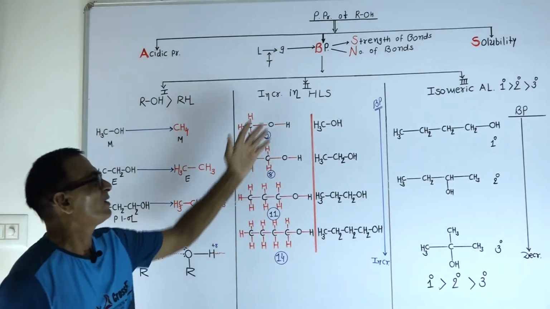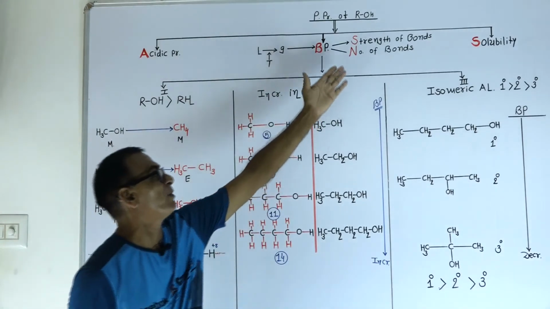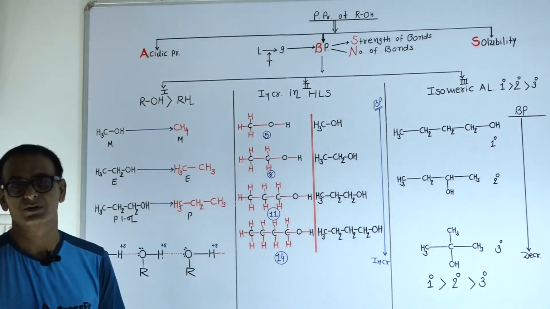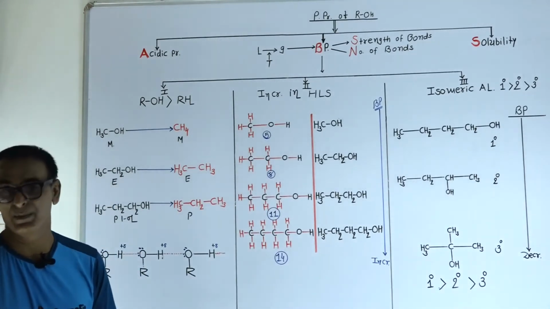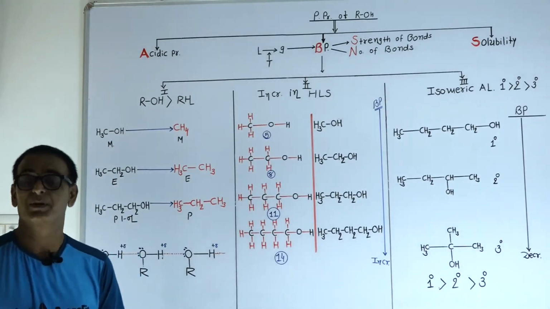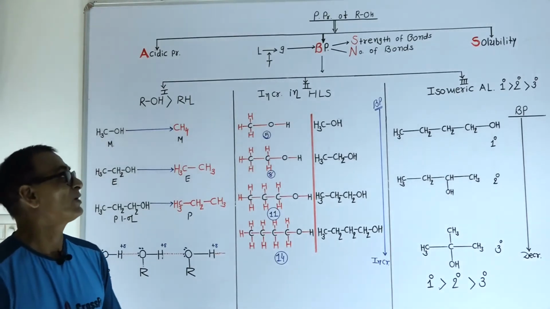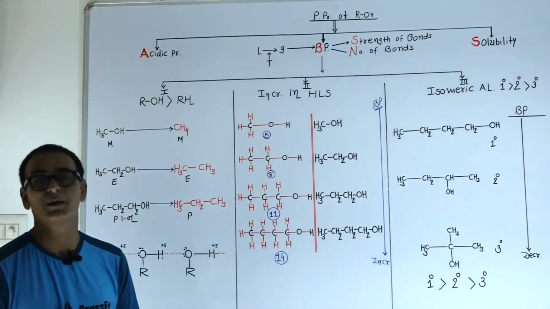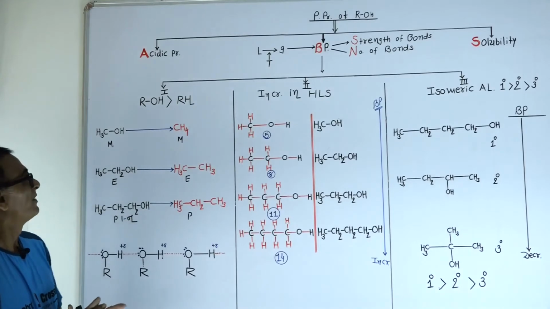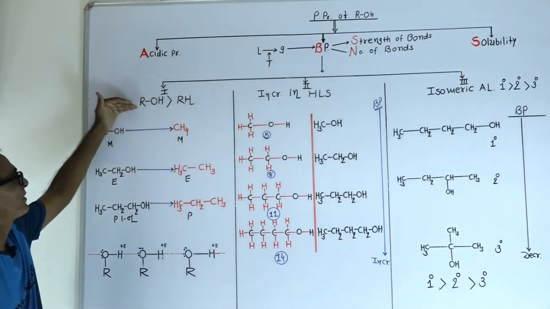What are the factors affecting the boiling point? First one is the strength of bonds. If the bonds in an organic compound are strong, then the boiling point will be more. Then the number of bonds. If the number of bonds in an organic compound is more, then the boiling point will be more. If the number of bonds is less, then the boiling point will also be less. Now, I have given you three factors.